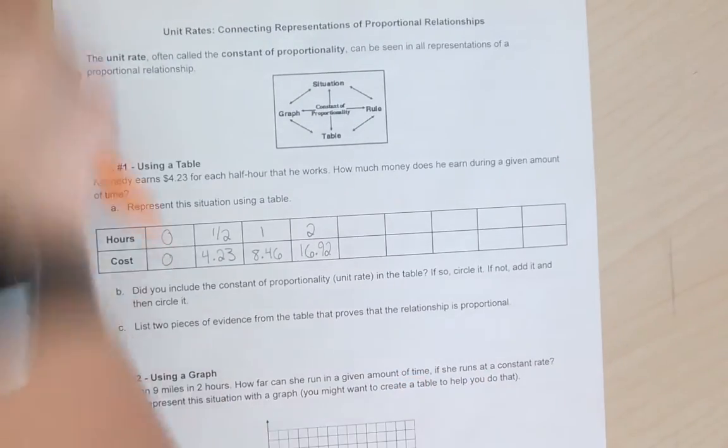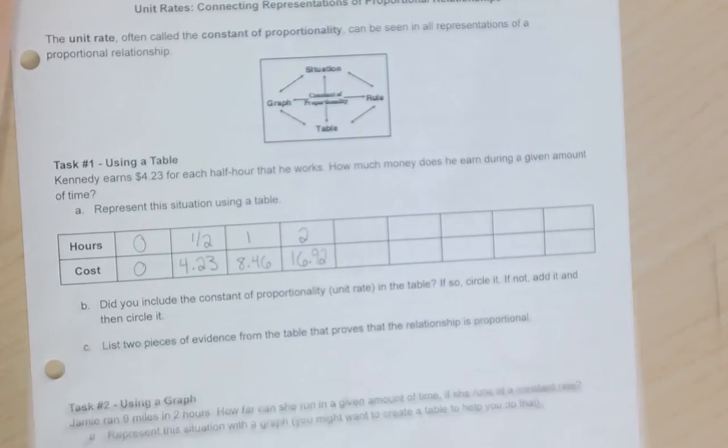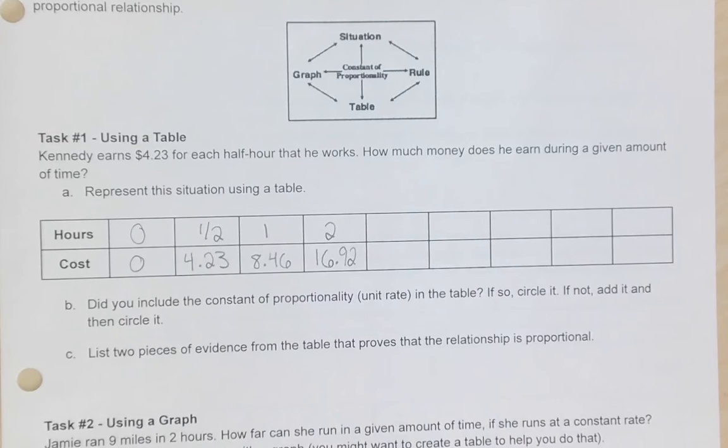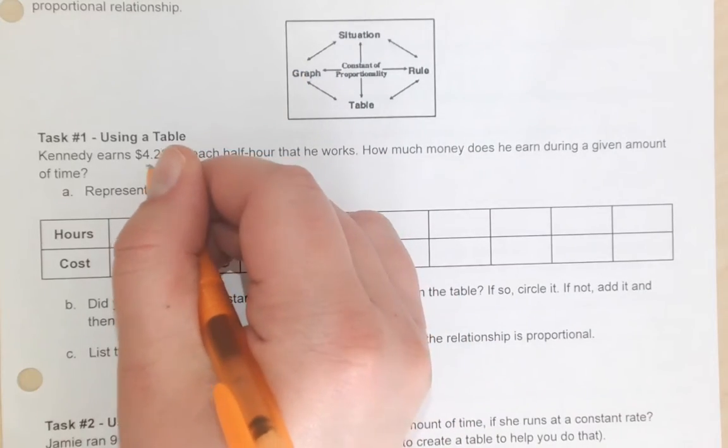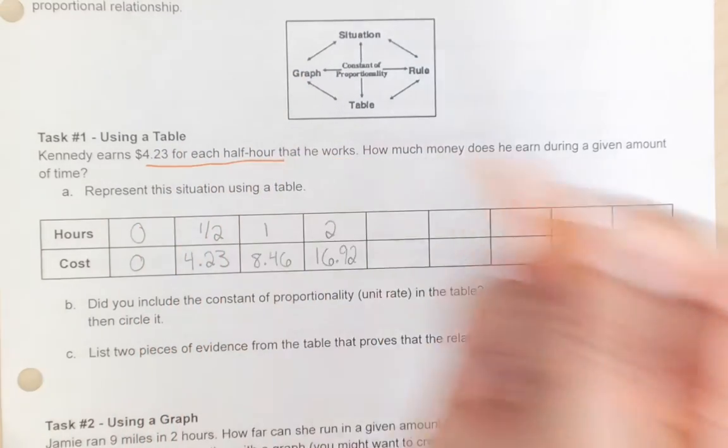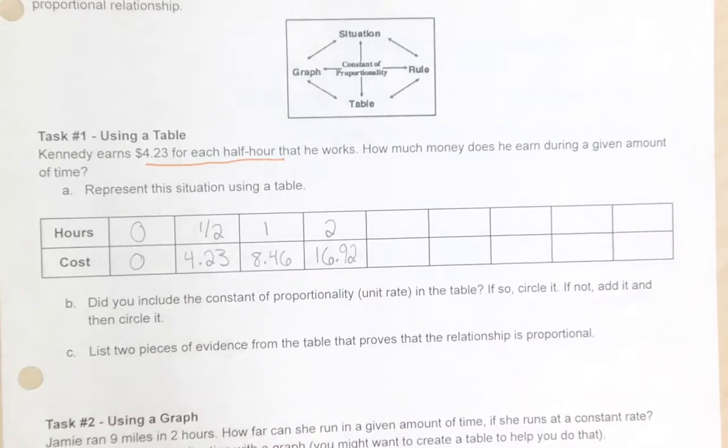We talked about this in class today. We also looked at this problem right here, and we're going to look at just task number 1 with the table. In this problem, the reason I wanted to look at it is because we're given the rate instead of a unit rate. So if we look at this, it says Kennedy earns $4.23 for each half hour that he works. How much money does he earn during a given amount of time?